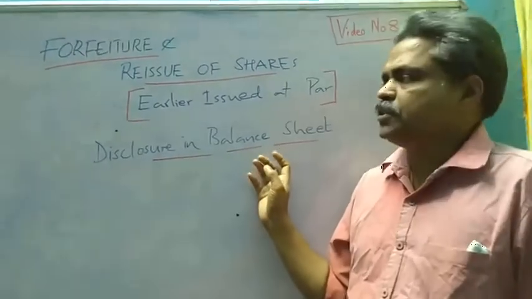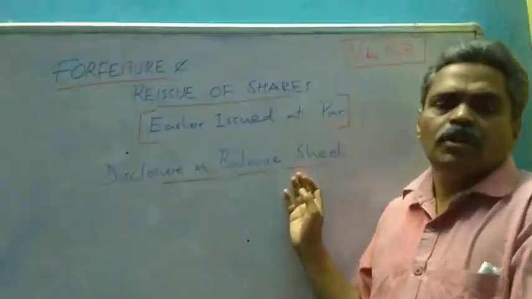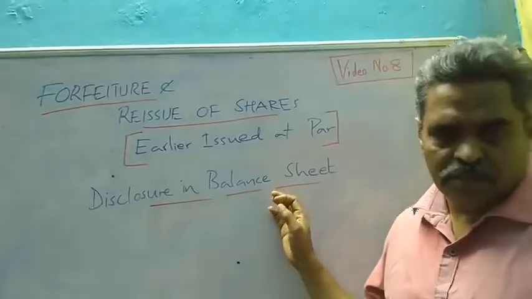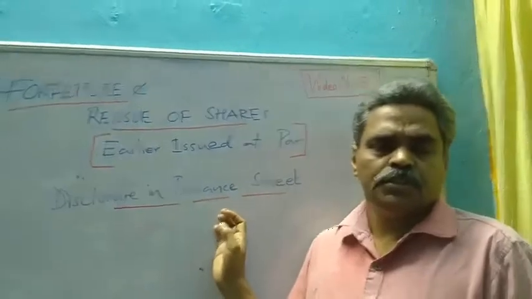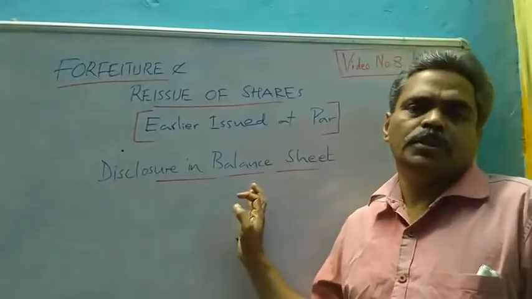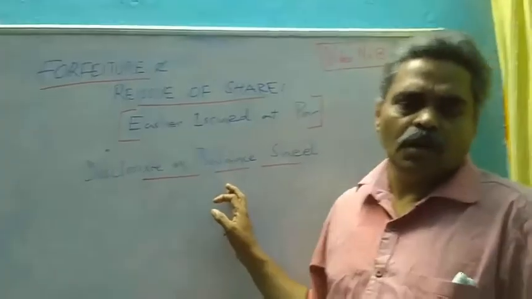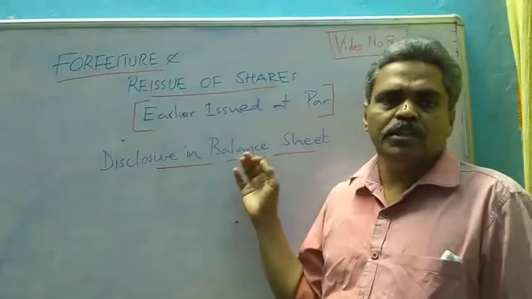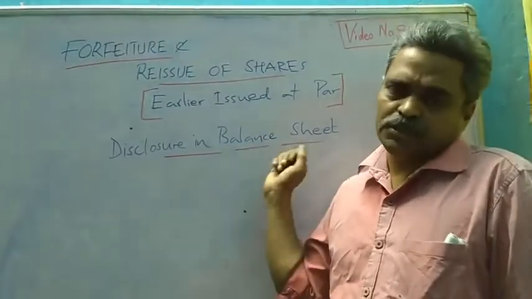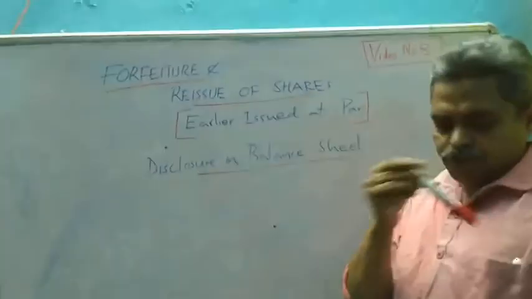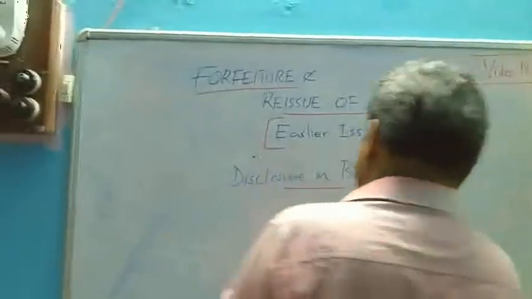Here you have to understand that when a company forfeits shares, two accounts are created. One account is known as the share forfeiture account and the other is known as the capital reserve account. So you have to understand how you will treat the two items in the balance sheet. It is very simple. First topic is share forfeiture account.